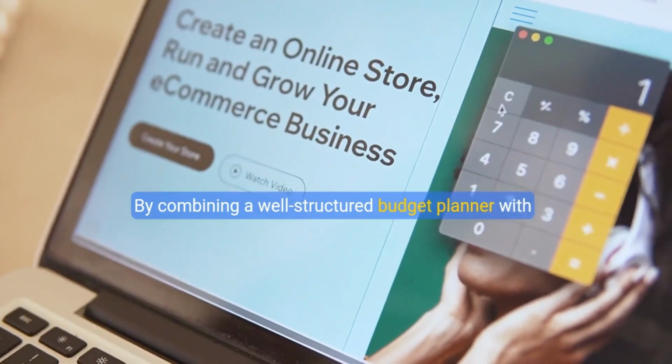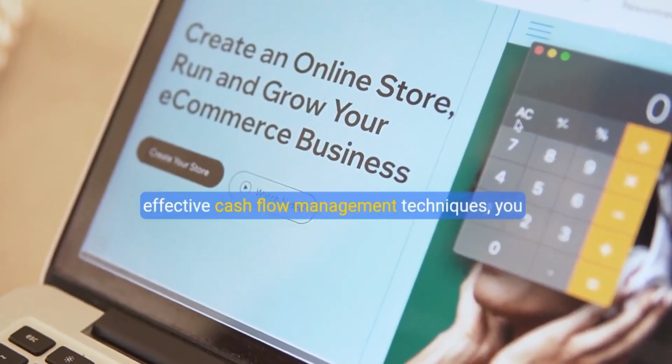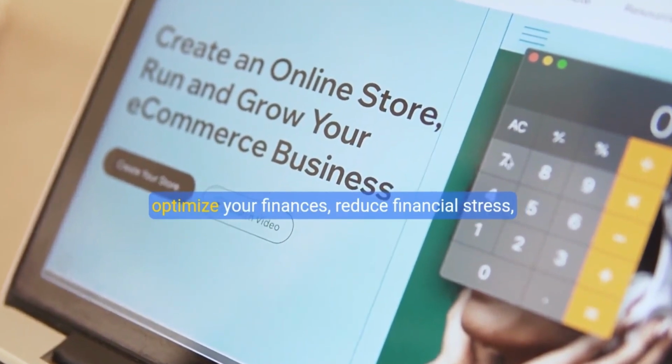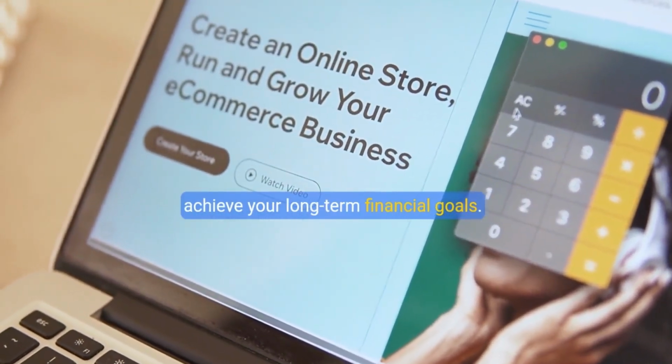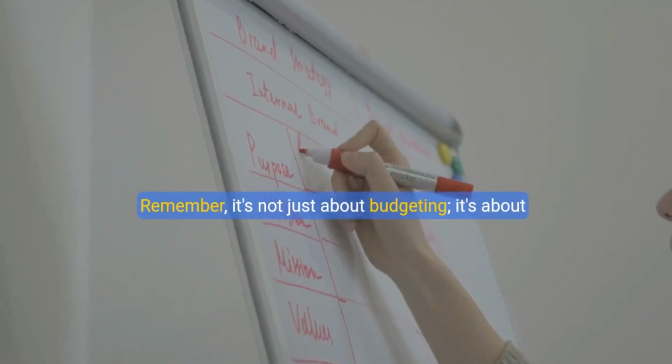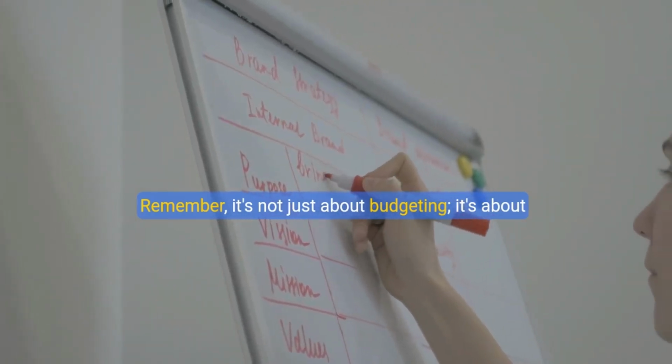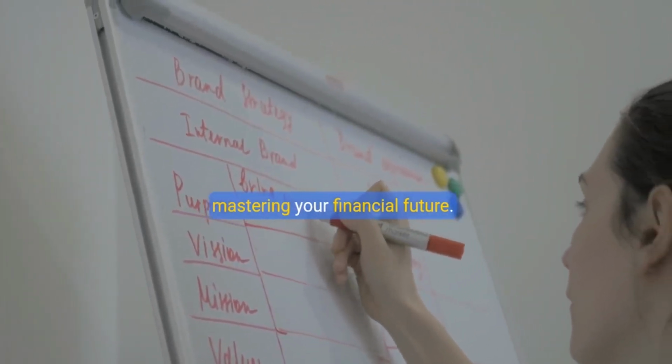By combining a well-structured budget planner with effective cash flow management techniques, you can optimize your finances, reduce financial stress, and achieve your long-term financial goals. Remember, it's not just about budgeting, it's about mastering your financial future.